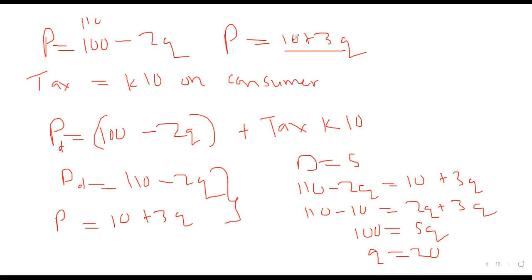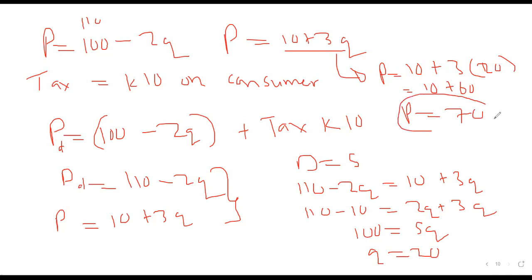figure. So when you put 20 on the supply, like I said, supply is always very easy to work with, we're going to have 10 plus 3Q. Where there is a Q, we put what? 20. So 10 plus 60 is equal to 70. So we have our equilibrium price and our equilibrium quantity: 70 and 20.